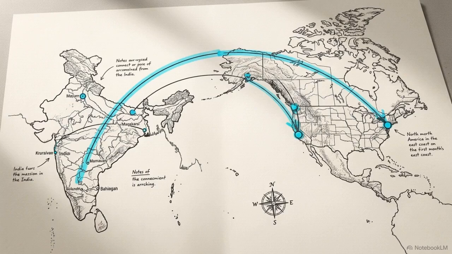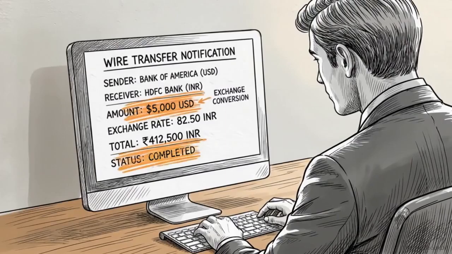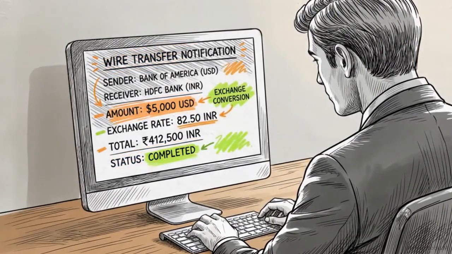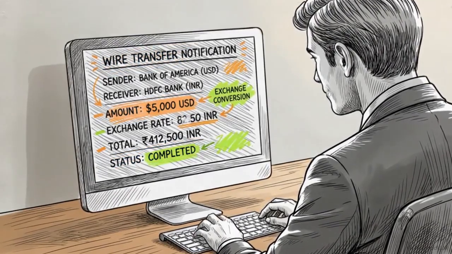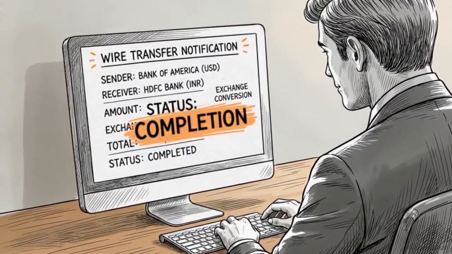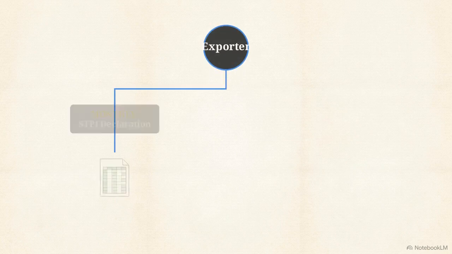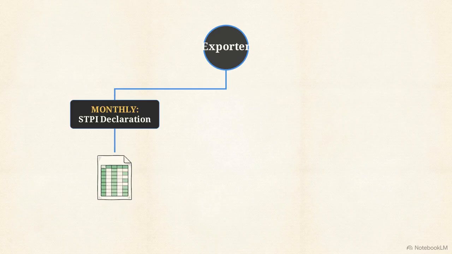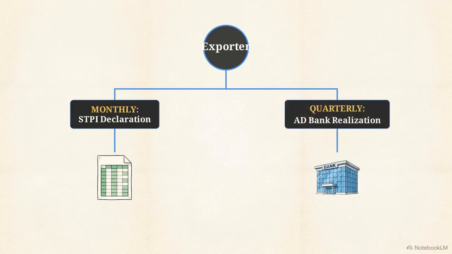For Indian software exporters, receiving payment from an overseas client and verifying that transaction with the RBI are two parts of a single process. Proving the export through the Softex workflow maintains your FEMA compliance. We are going to walk through the complete dual compliance workflow. We will cover how to file your monthly STPI bulk statement and how to submit your quarterly realization report to your authorized dealer or AD bank.